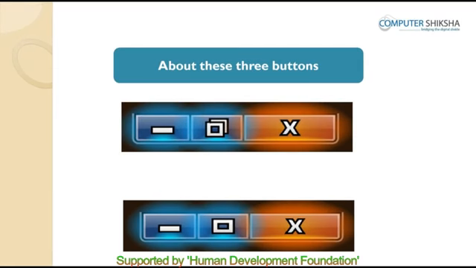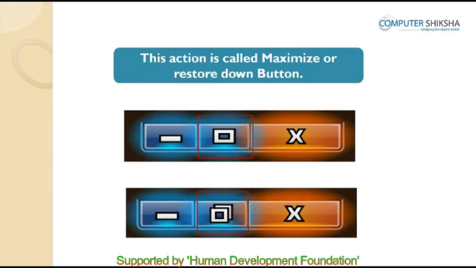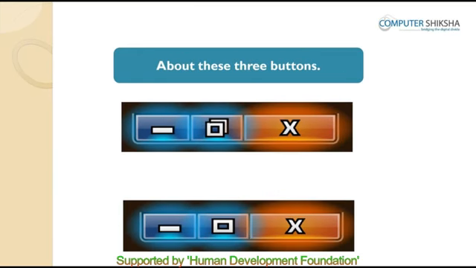Just above the paint file, on the right side, 3 buttons have been given. By using these, we can hide our file, make our file smaller or larger, and with the third button, we can close our file. These actions are called minimize, maximize or restore, and close. Let us once again look at these 3 buttons we just talked about.